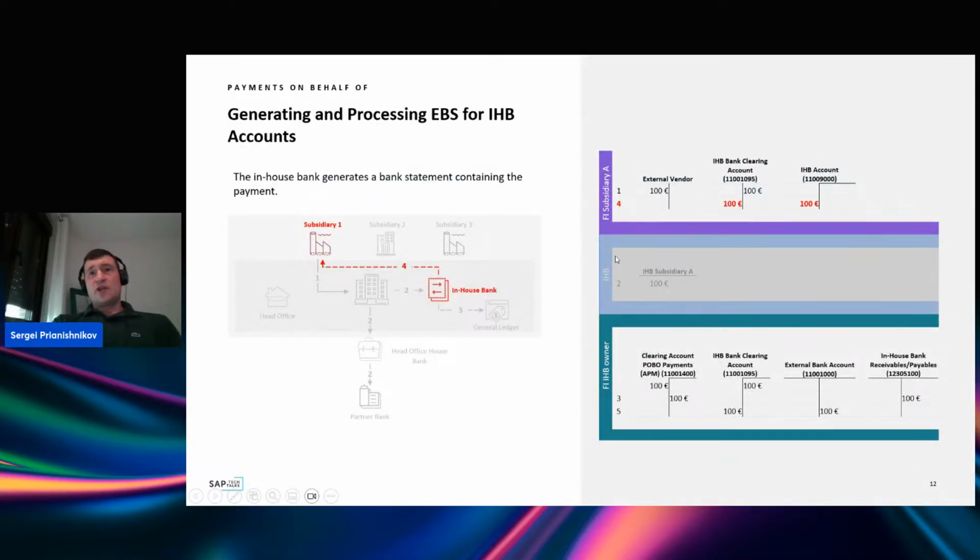As part of end-of-day processing, the system also generates a bank statement for the in-house bank account and sends it to the subsidiary. When processing the external bank statement, the posting is made to the in-house bank GL account. This is what you can see in my screenshot. The system made a credit of the in-house bank account on the subsidiary side.